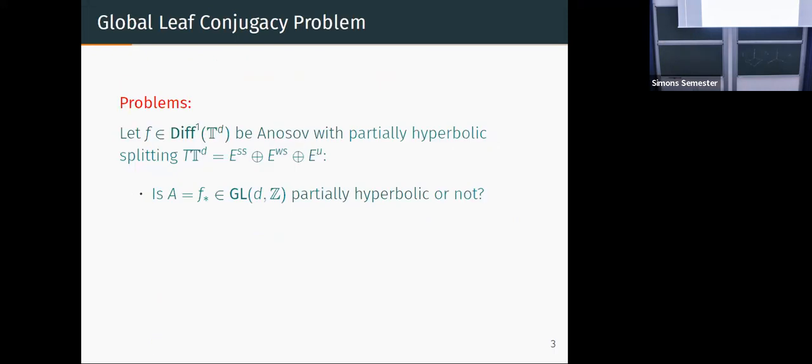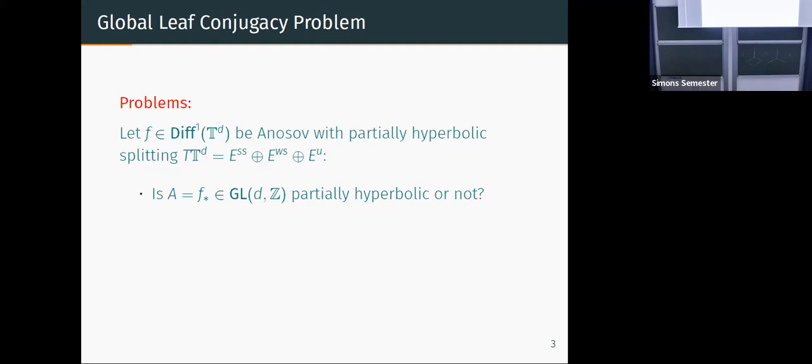My question is, even if you are Anosov on the D torus and topologically conjugate to your linear part, and assume you have the partially hyperbolic splitting, is your linear part partially hyperbolic or not? I think no one has answered this question.